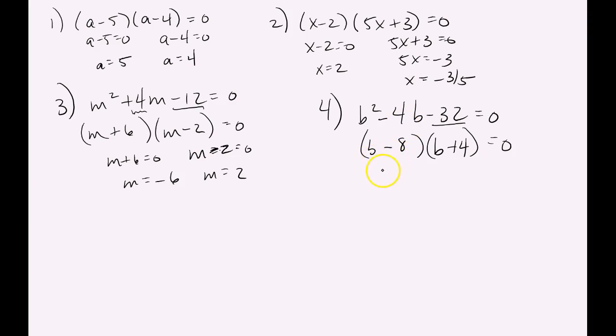So I'll set each of these equal to 0 and get B is 8 and B is negative 4.